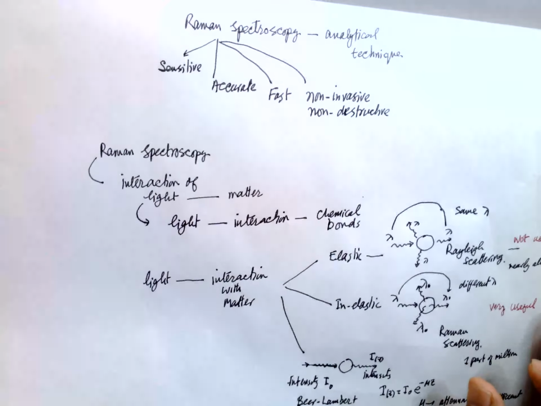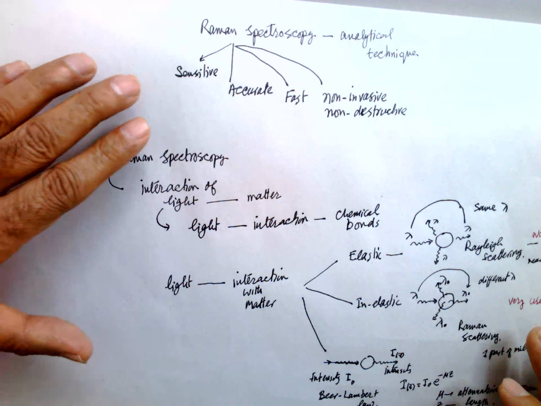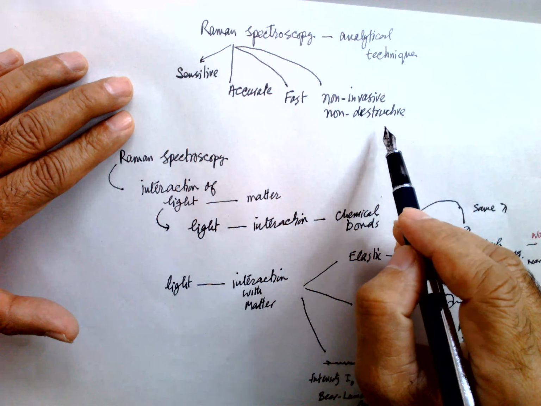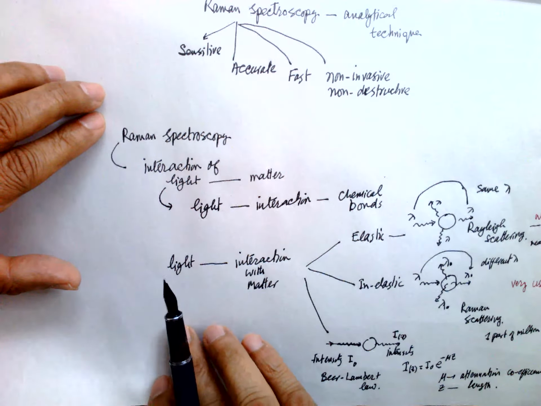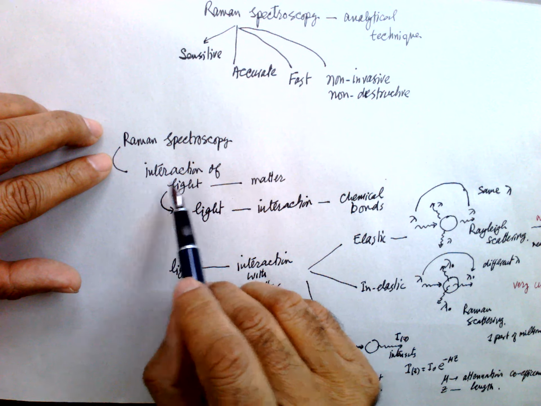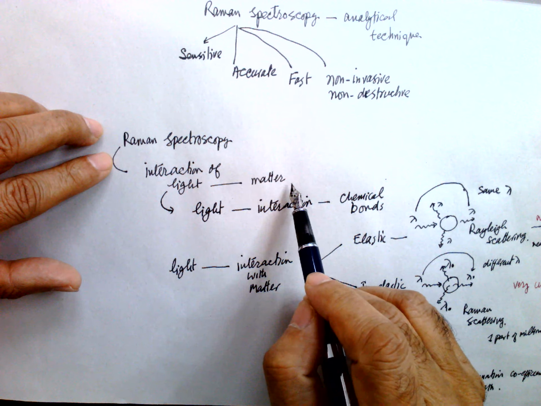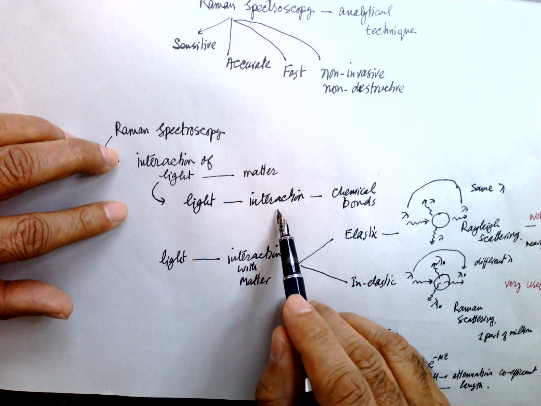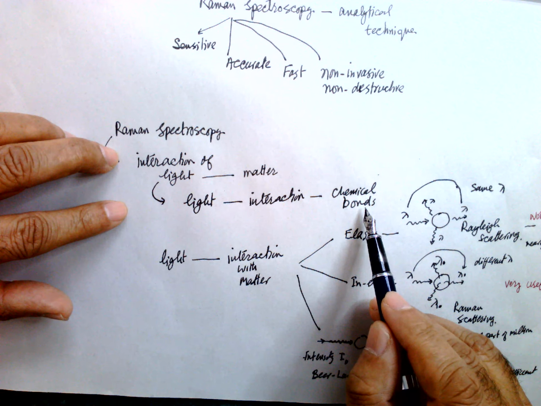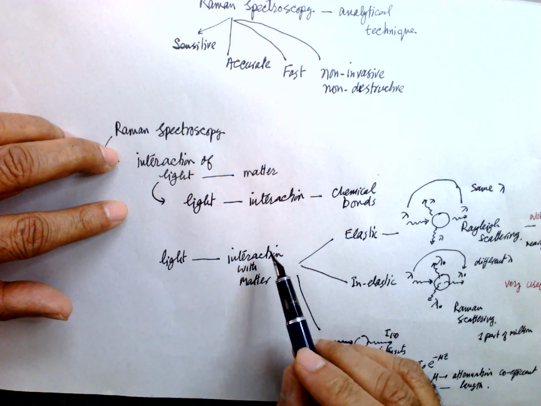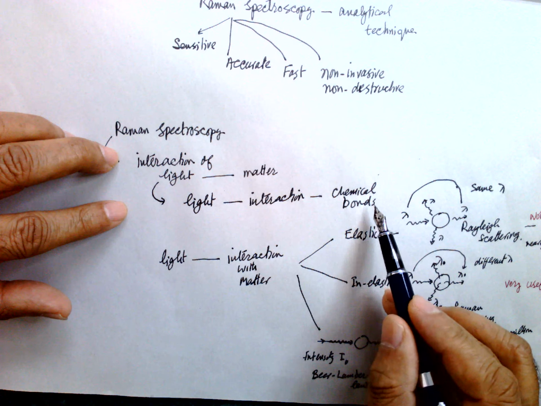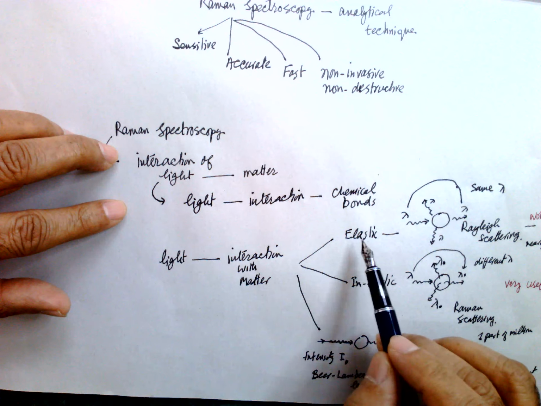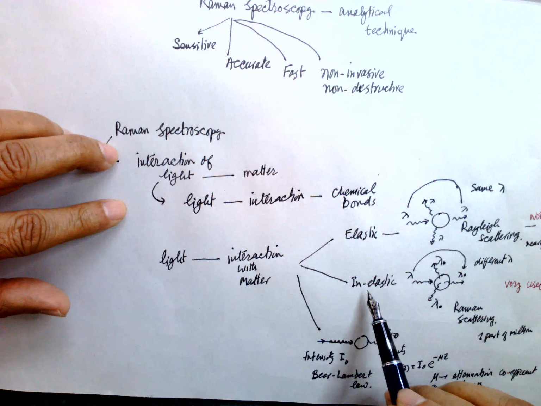Raman spectroscopy is an analytical technique. It is sensitive, it is accurate, it is fast, it is non-invasive, non-destructive. Raman spectroscopy is in fact the interaction of light with matter, usually a solid or sometimes a liquid. The light interacts with the chemical bonds, and there are two things we will discuss further. Light interaction with matter is in two ways. One is elastic, another one is inelastic.